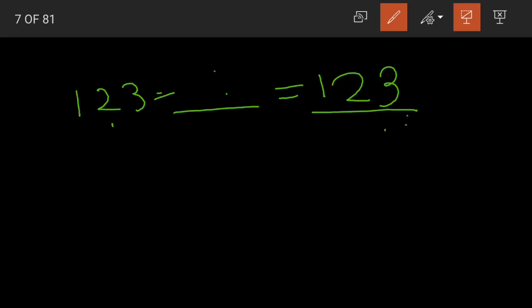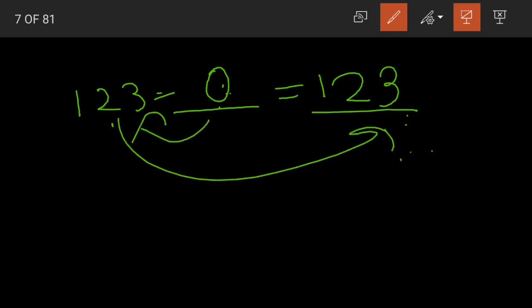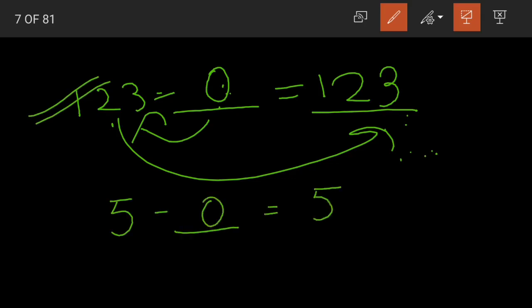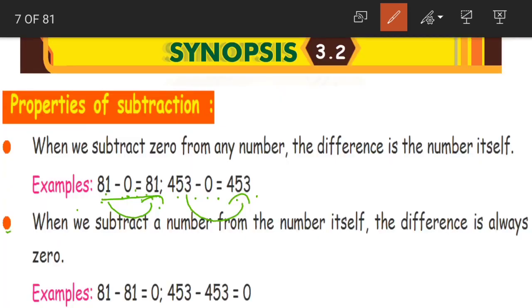Yes children, here we need to use 0. Why? Because when we subtract 0 from a given number, the answer will be the number itself. Okay, so this type of question will be asked. In the same way, let us say 5 minus dash is equal to 5. Again the answer will be 0. Clear? Now moving on to the second one.